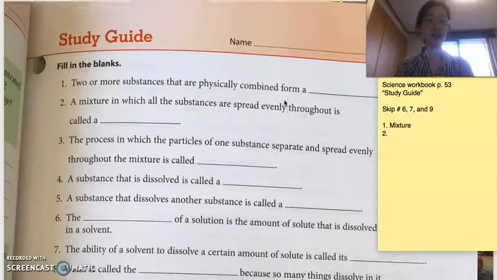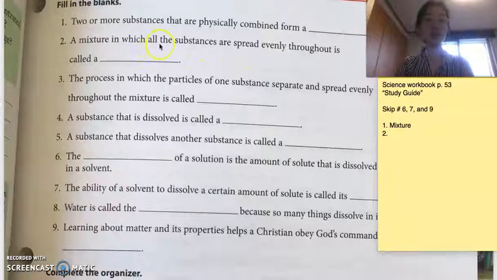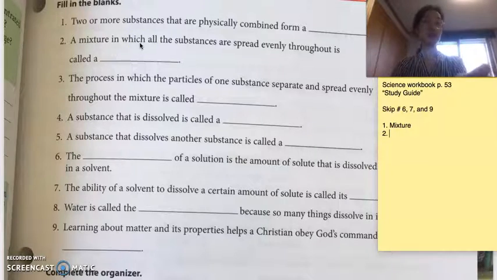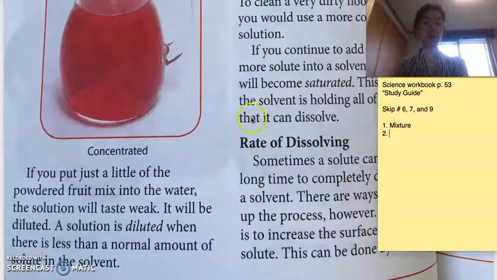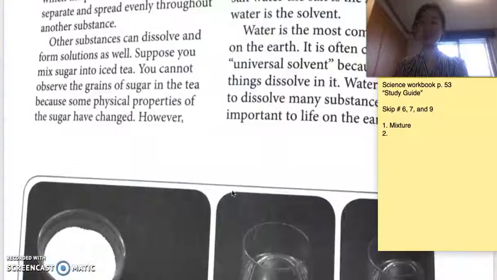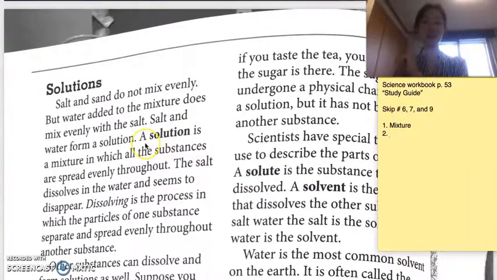Okay, next we got number 2, a mixture in which all the substances are spread evenly throughout is called... So this is from our lesson today, right? If you put solution, you are correct. It's right here. A solution is a mixture in which all the substances are spread evenly throughout.